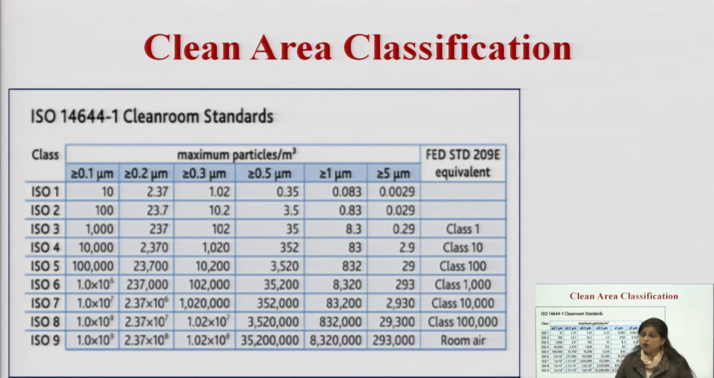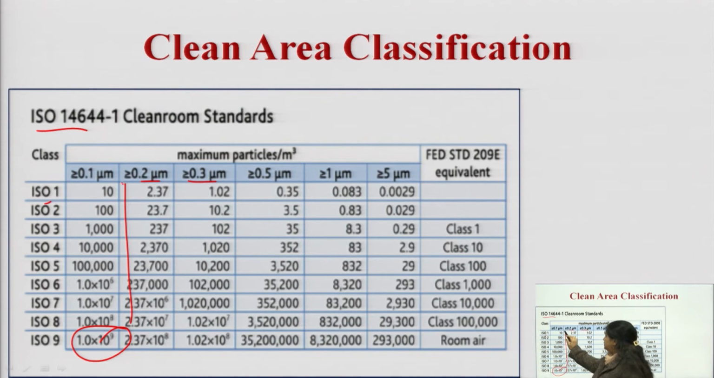This classification has also been given by ISO nowadays. ISO has given this classification based on the number of particles having size greater than 0.1 micrometer, greater than 0.2, greater than 2 micrometers; depending upon the size of particles they have given different classifications, ISO 1, ISO 2, ISO 3 to ISO 9. They have classified 1 to 9, where in this case there is maximum contamination and in this case minimum contamination. When we move from this towards this, the contamination decreases, the number of dust particles decreases.